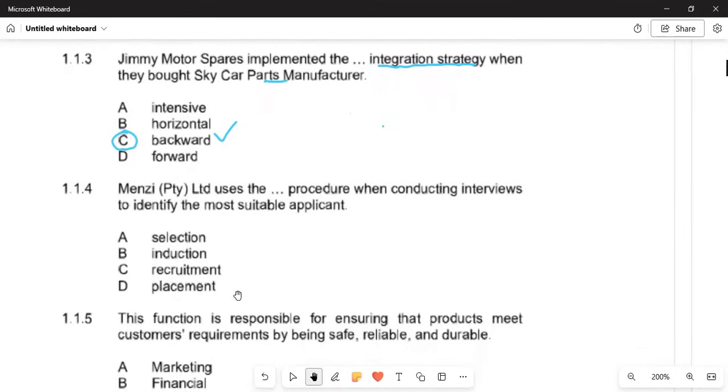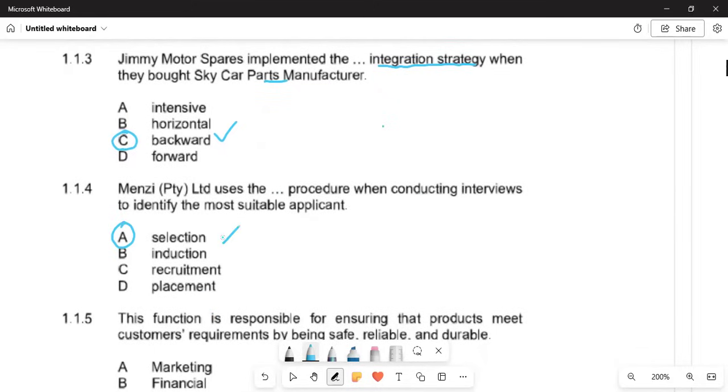So we are moving on to 1.14. It reads as follows: A Messi Proprietary Limited uses a dash procedure when conducting interviews to identify the most suitable applicant. We have selection, induction, recruitment, and placement. So the correct answer is A, selection.